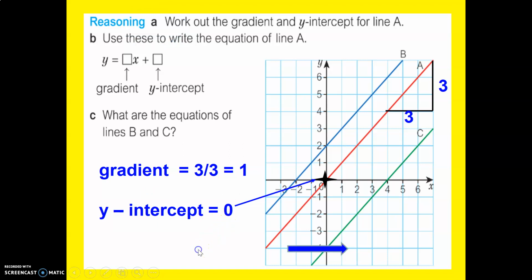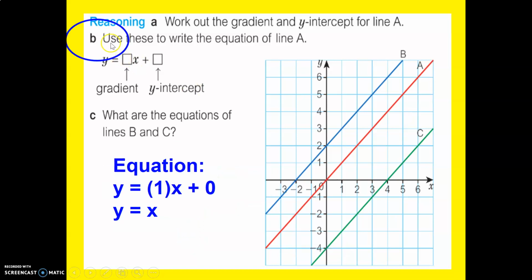Let's answer question B. Use this to write the equation of line A, wherein the coefficient of x is the gradient and the constant is the y-intercept. So y equals gradient 1, x, plus y-intercept 0. Simplifying, the equation of line A is y equals x.